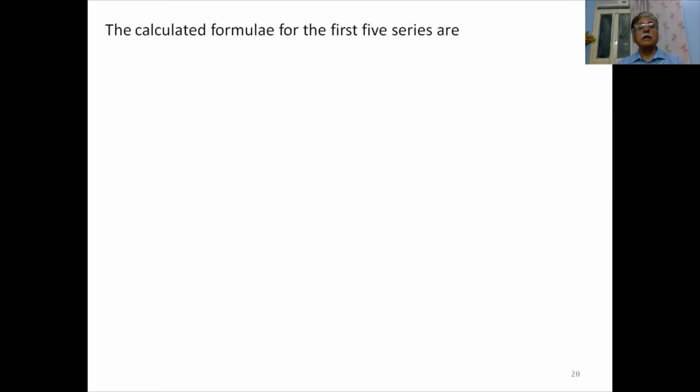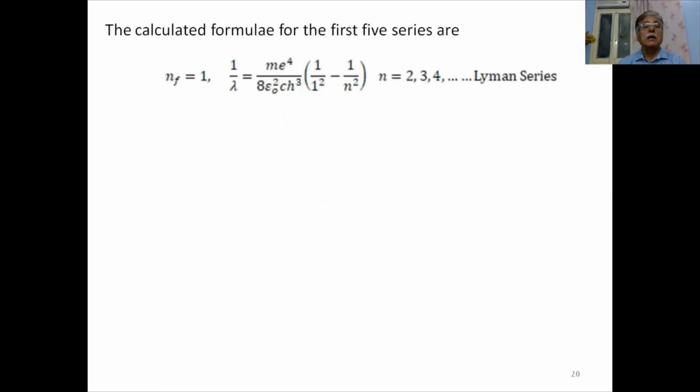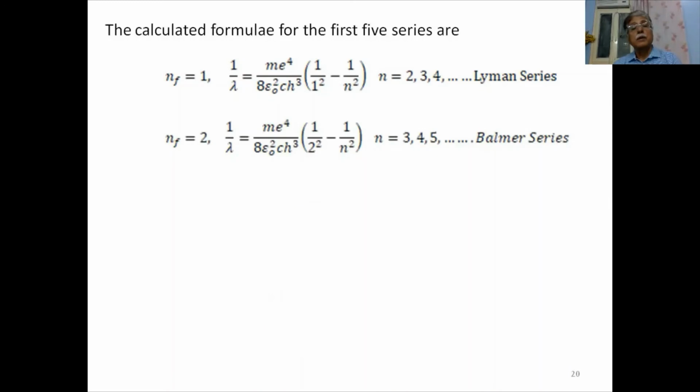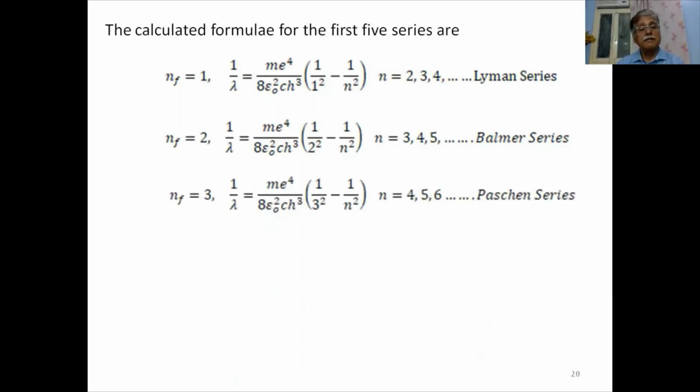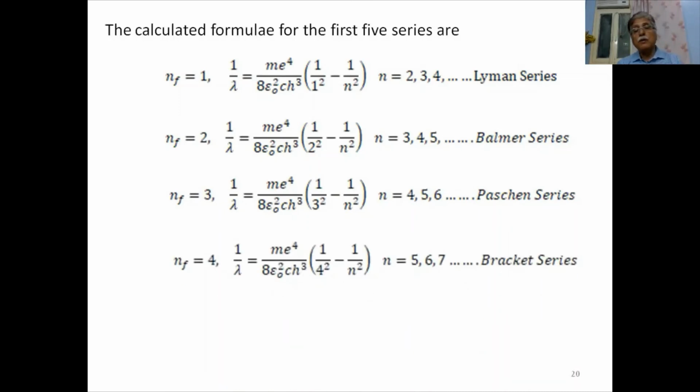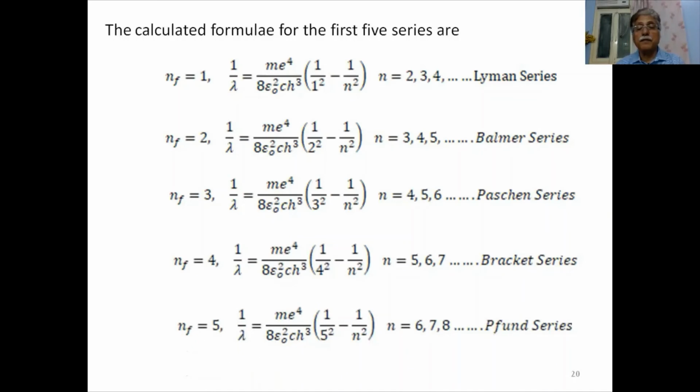Now, the calculated formulas for the first 5 series are as follows. For nf equal to 1, all the electrons from the nth level are jumping onto the final orbit for which the quantum number is 1. So nf is equal to 1, and n for other orbits is equal to 2, 3, 4, and so on. This is the Lyman series. For nf equal to 2, we have the Balmer series. All the lines forming this series are called the Balmer series. For nf equal to 3, we have the Paschen series. For nf equal to 4, we have the Brackett series, and for nf equal to 5, we have the Pfund series.